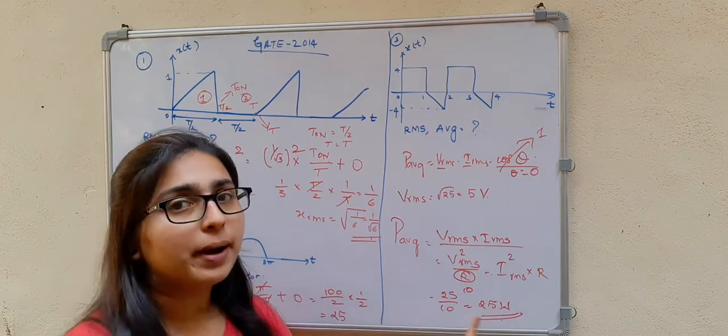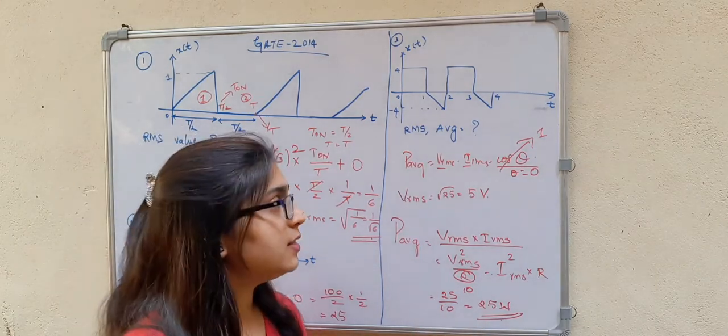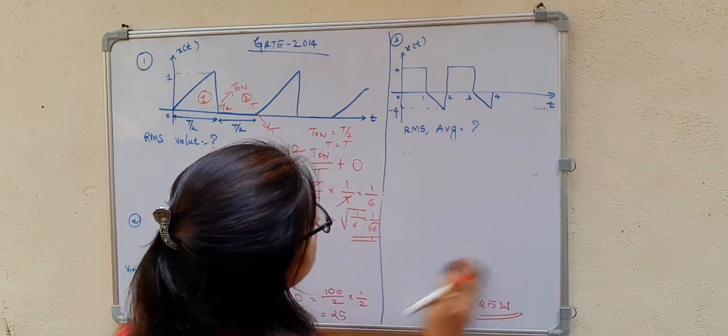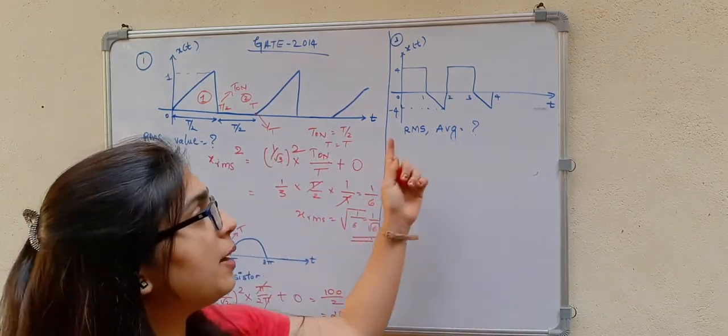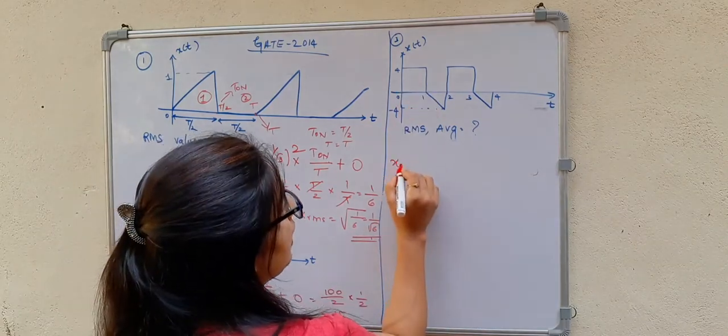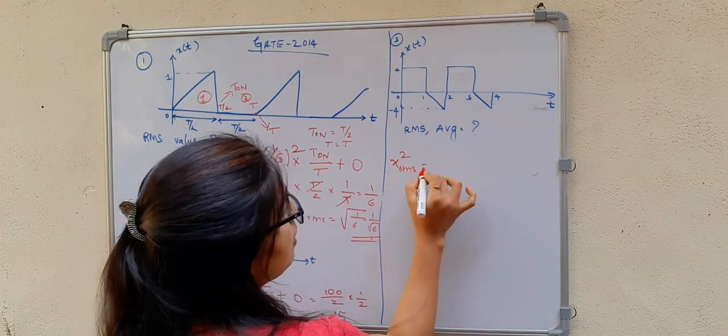So this is the power which is dissipated in the resistor. Next let us take this third waveform. In this third waveform, we have to calculate both the RMS value and the average value. So to find the RMS value, first I will take the square of this, XRMS square.